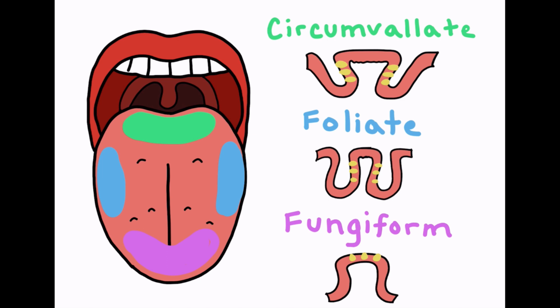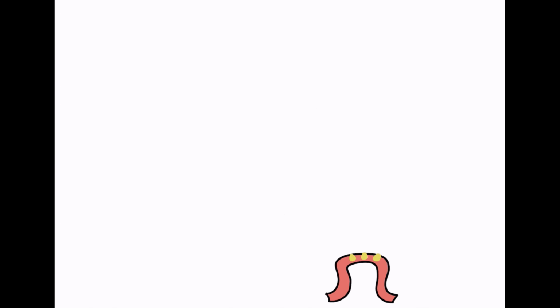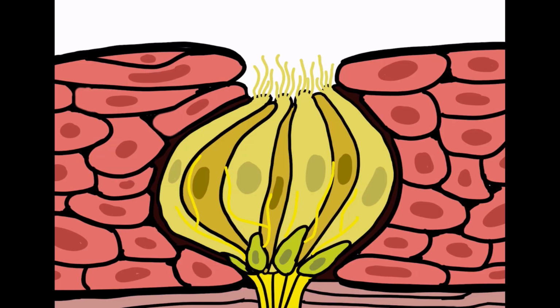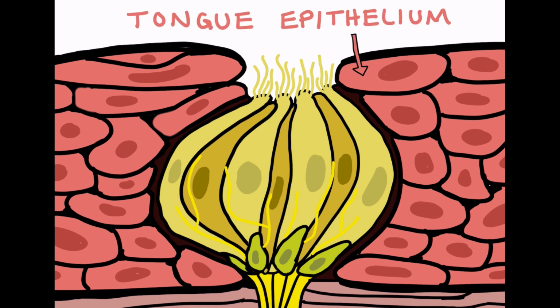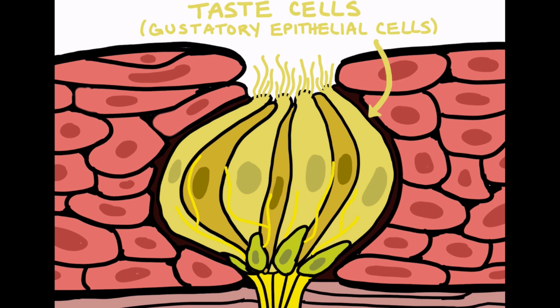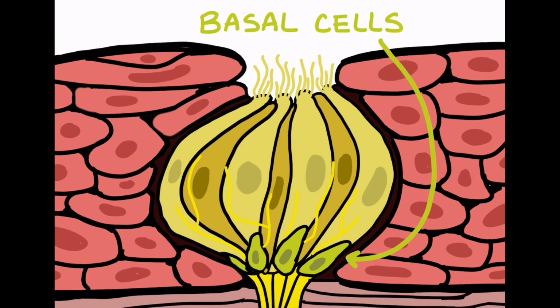So each papillae contains small bundles of cells known as taste buds, and these are represented by the yellow dots in the diagram. Now, let's take a closer look at one of these taste buds. To begin, each taste bud is embedded in the epithelium of the tongue, shown on the left and right side. The actual taste bud is comprised of 50 to 100 taste cells, and these taste cells are continuously replaced by basal stem cells located at the base of the taste bud.